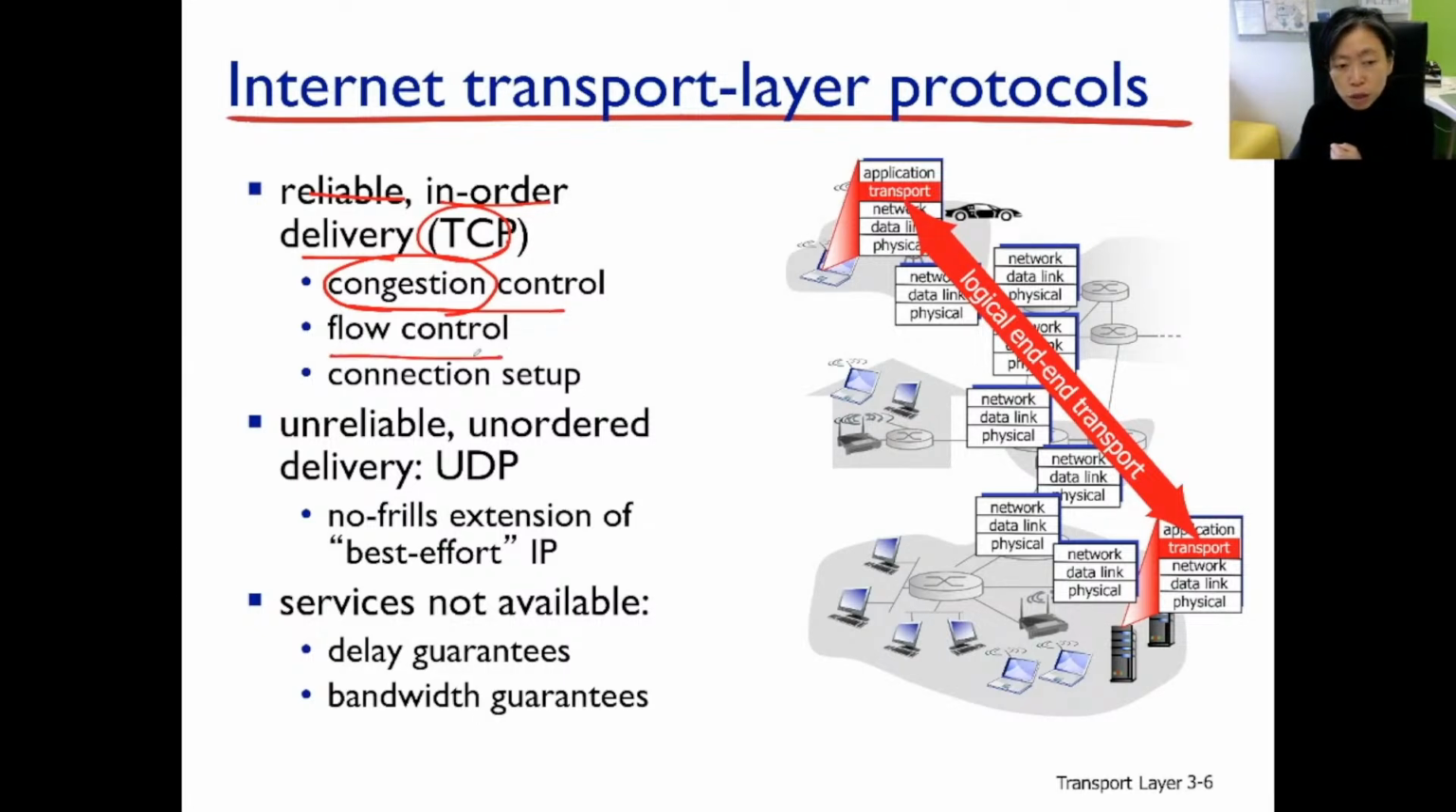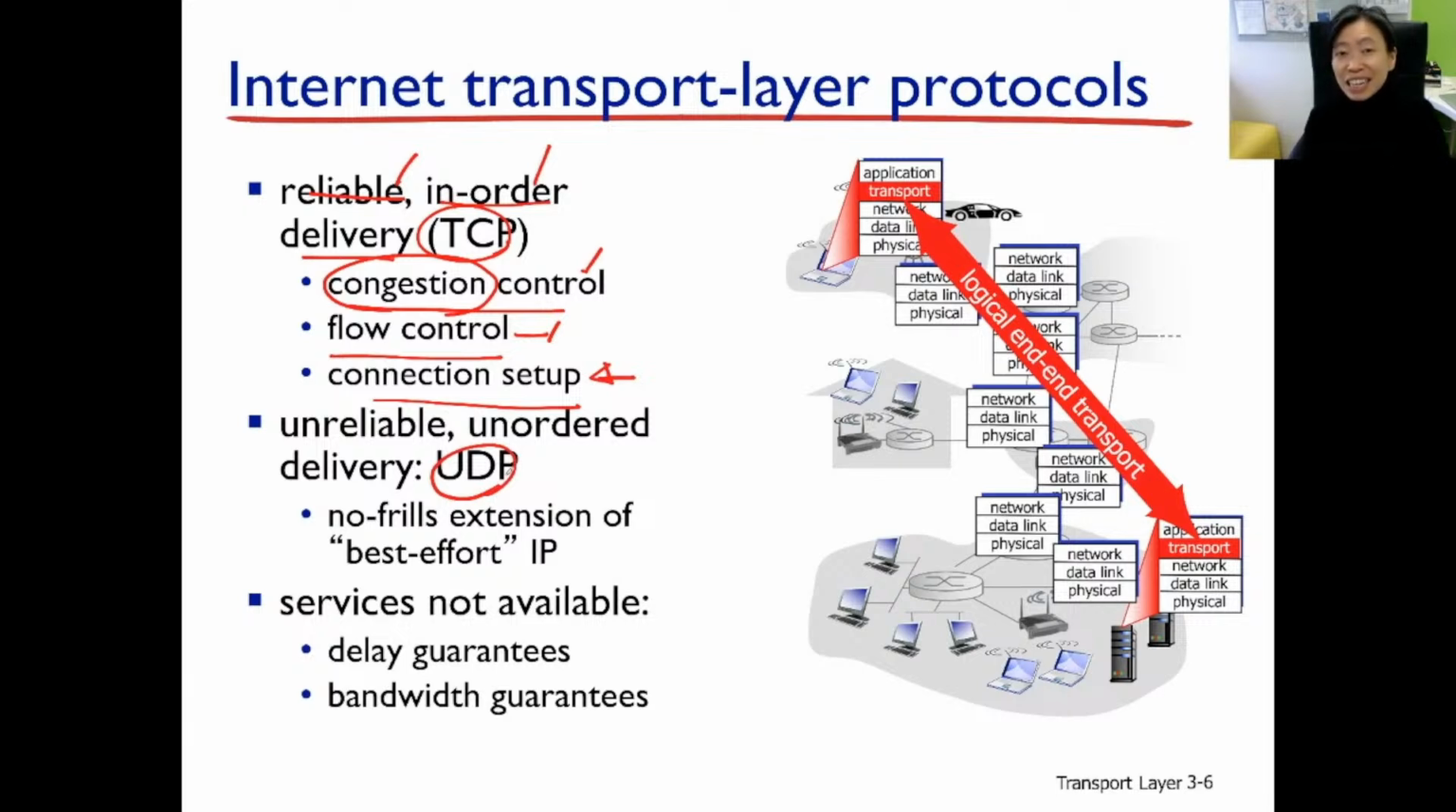There's also flow control and connection setup. Flow control is such that we do not overwhelm the receiver side buffer. Connection setup is, as you may have heard, TCP is a connection-oriented service as well. In order to provide this functionality, reliable transfer, in-order delivery, congestion control, and flow control, the sender and the receiver side of a TCP connection need to communicate a little more before setting up a connection. So that takes some time. So there's a connection setup process as well.